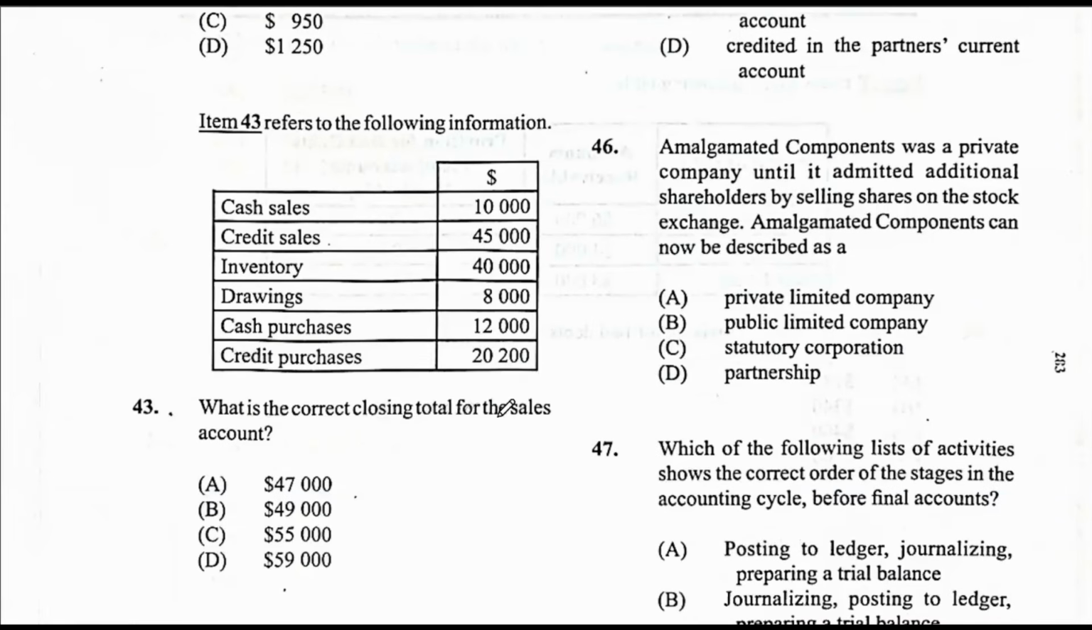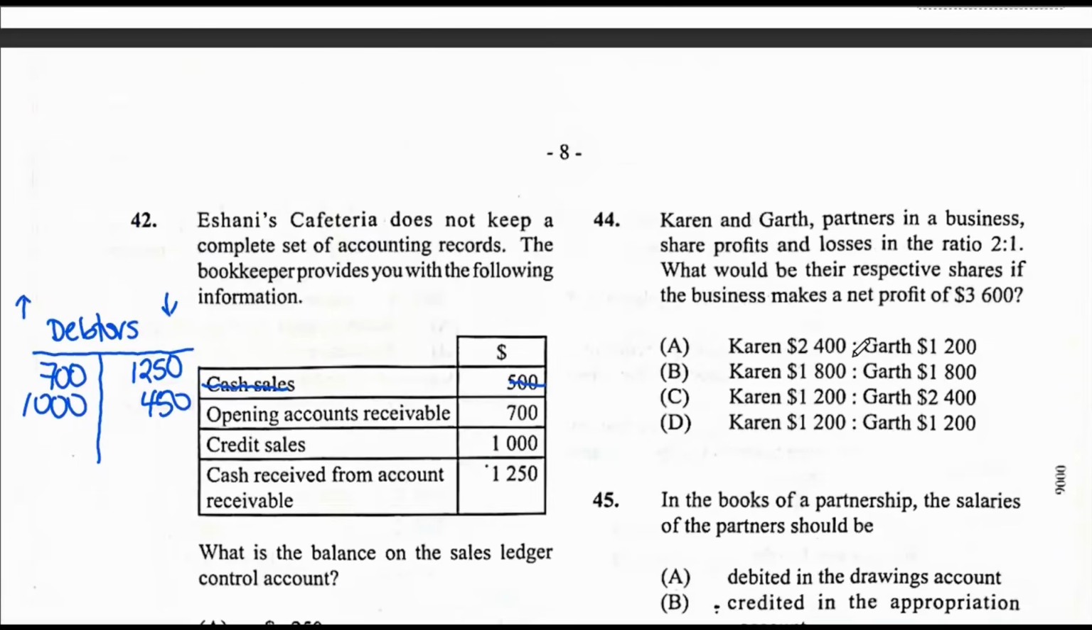What is the correct total for the sales account? Okay, no problem. Sales account, let's have a look. Cash sales, credit sales. Well, guys, remember, cash and credit sales are both sales. So 10 and 45 going to give us 55,000. So C as your answer. Easy question. Right, time for us to move on to number 44.